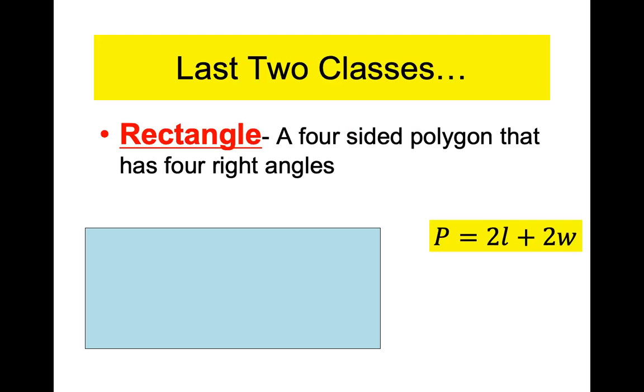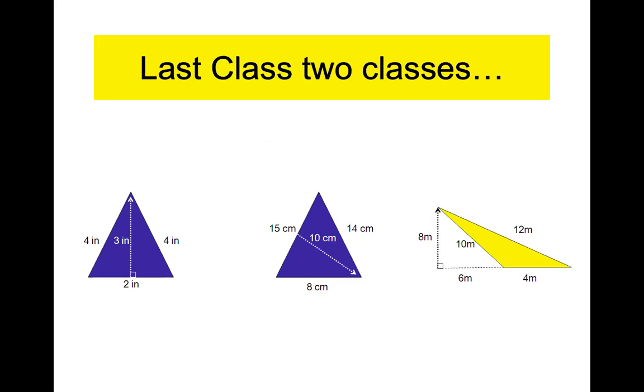Last two classes, we talked about rectangle. Remember, the formula for perimeter is 2L's plus 2W's, and the area is length times width. Triangles from the last class, it's 1/2 base times height for area. Perimeter is just add up the three sides. Remember, the triangle is the first difficult one because your eyeball has to find the little tiny square. Where's my little square? It's missing.